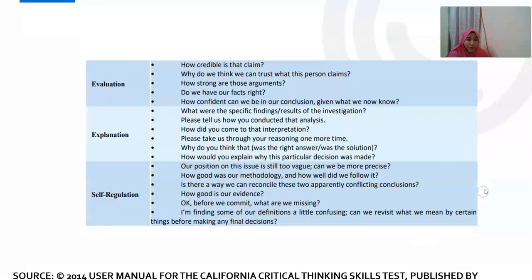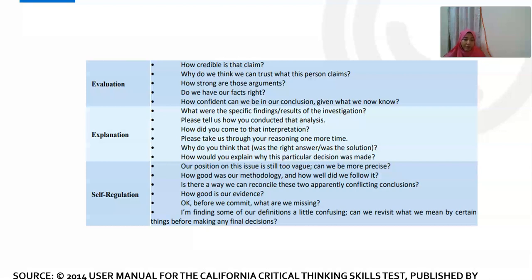Next we look at evaluation, a core thinking skill, which is: how credible is that claim? How do you evaluate how strong those arguments are? Is it okay for you to have this solution? So you can ask about explanation: what were the specific findings? Please tell us how you conducted the analysis. You need to explain in great detail the analysis or the solution that you have.